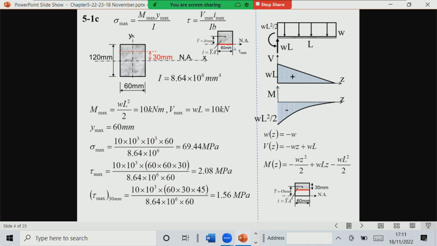The solutions are already online. Yes, please.